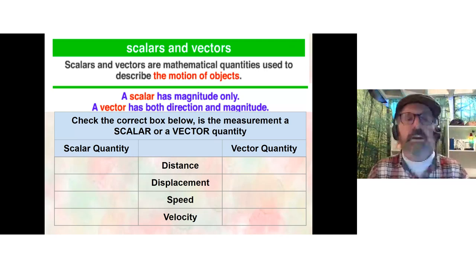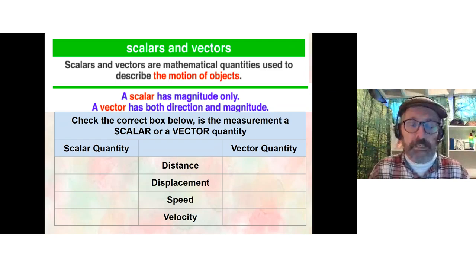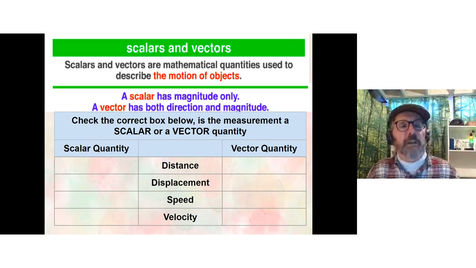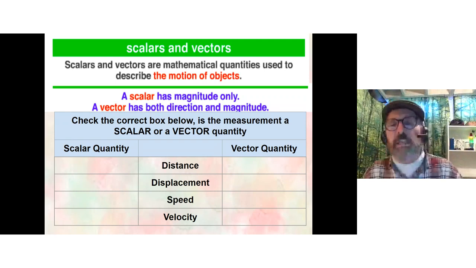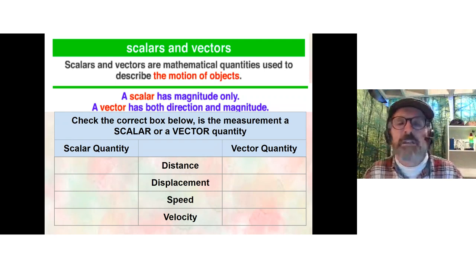If speed and distance don't have direction in it, then it is a scalar. Or is it B, displacement and velocity? All right. So remember what I said about that. Let's see how many people are here today to vote. A or B, which do you think are scalars? Distance and speed, or displacement and velocity?